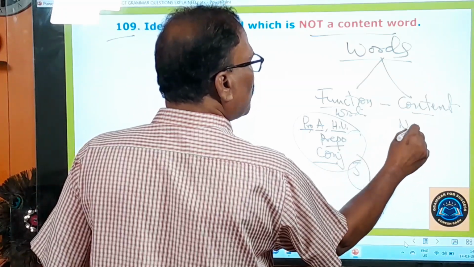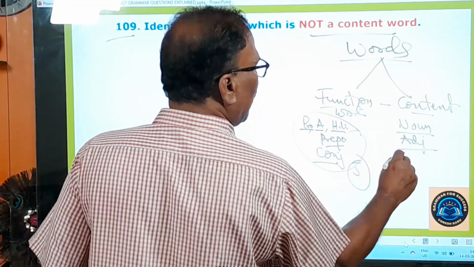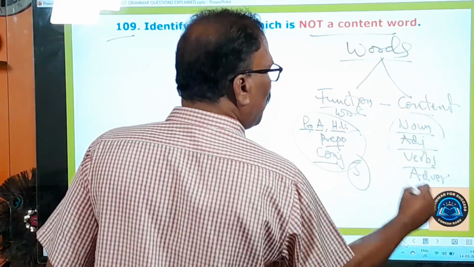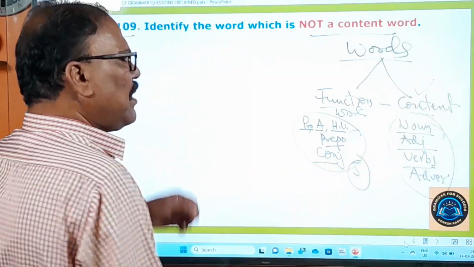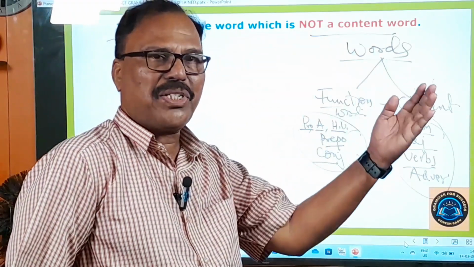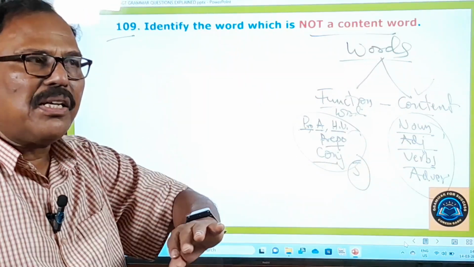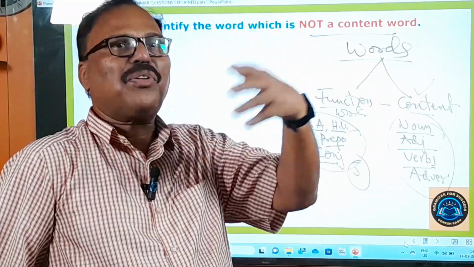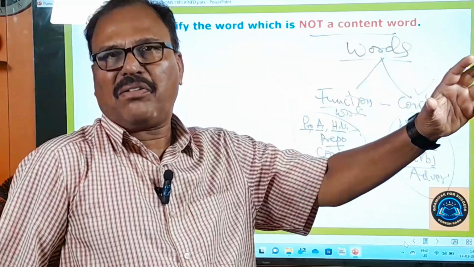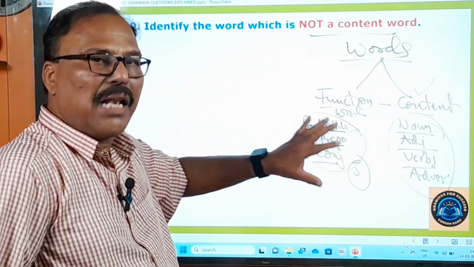And nouns, adjectives, verbs, adverbs. These four are called content words. Content words are useful to convey the information to others, and function words or structure words help us to convey whatever we want to convey in a systematic way, in a grammatical way. That is what these words do for us. They help us in that way.